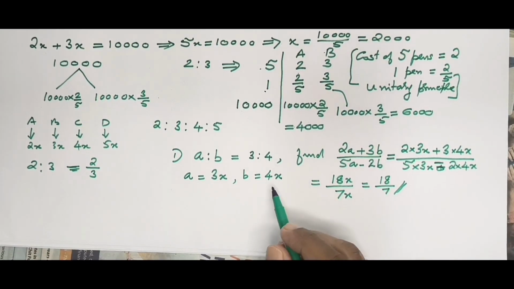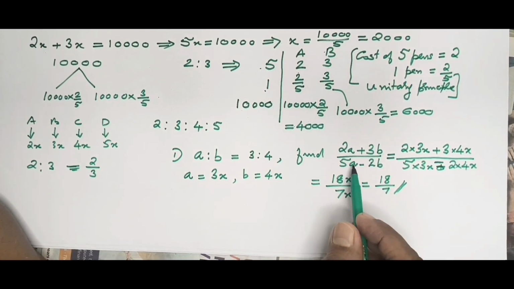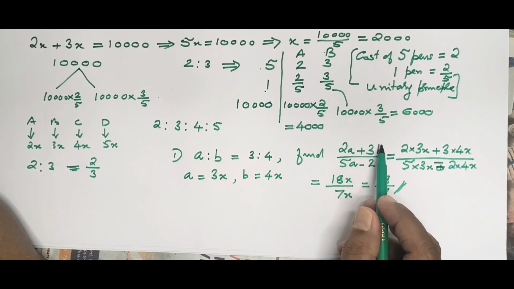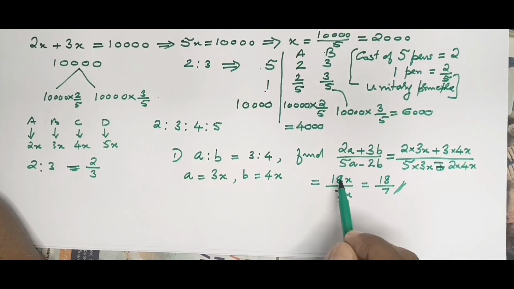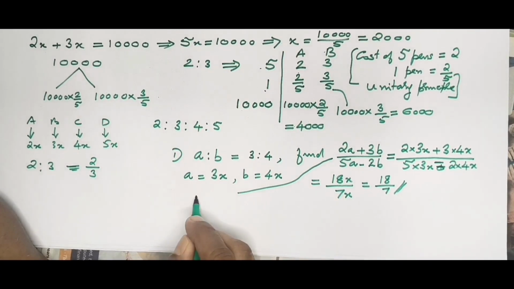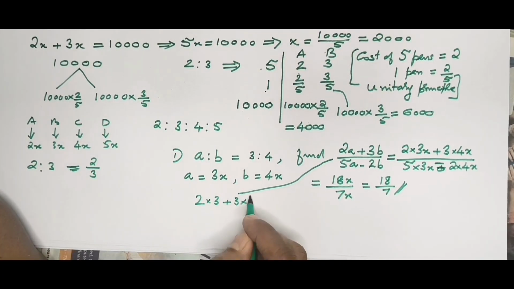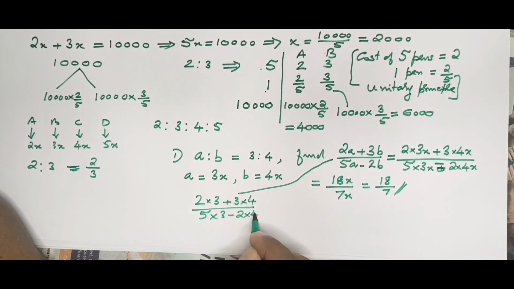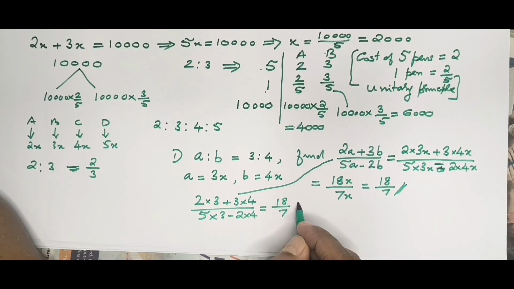Now to simplify this, you may avoid using x, which is not always correct, but in this case it will be okay because the numerator is a first degree polynomial. I mean the power of a and b is 1 and 1. Denominator also the power is 1 and 1. So instead of bringing in x, to simplify this way you can do. 2 multiplied by a you can take as 3, b 4, divided by 5 multiplied by 3, 2 multiplied by 4. On simplifying, you will get straight away 18 divided by 7.